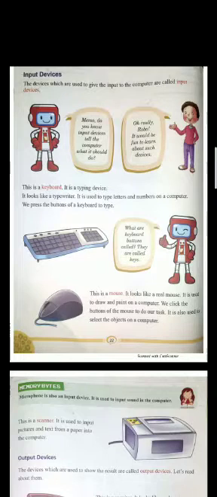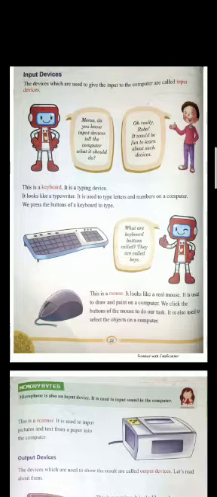Here we are talking about input devices. This is a keyboard. It is a typing device. It looks like a typewriter. It is used to type letters and numbers on the computer. We press the buttons of the keyboard to type. Here Robo asks, what are keyboard buttons called? They are called keys. The small buttons on the keyboard are called keys. That's why this whole board is known as a keyboard.